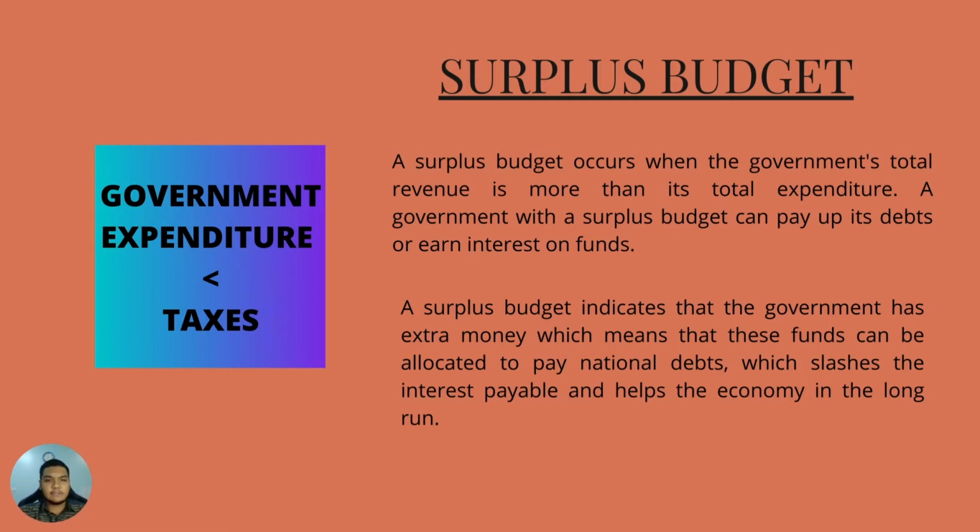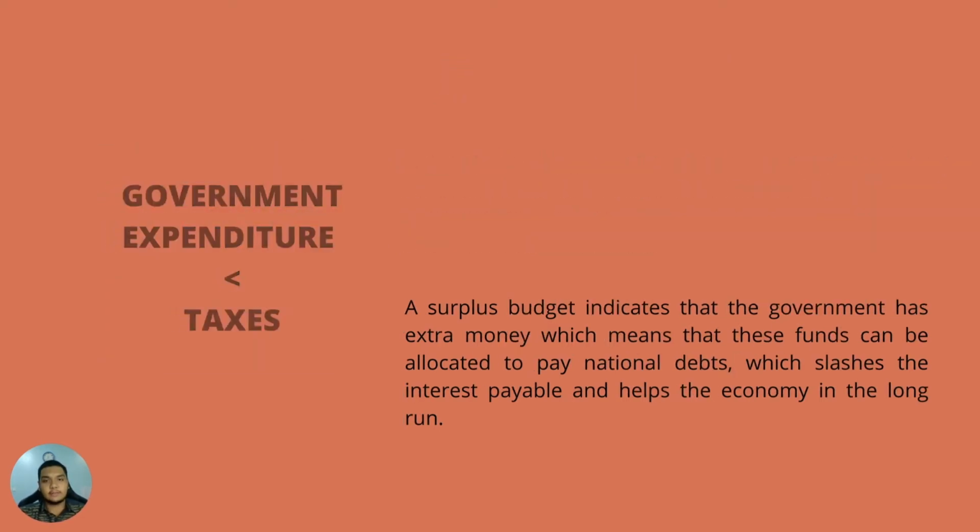This type of budget signifies that the government's earnings from taxes are more than the money that the government spends on public welfare. A surplus budget indicates that the government has extra money, which means that these funds can be allocated to pay national debts, which slashes the interest payable and helps the economy in the long run.